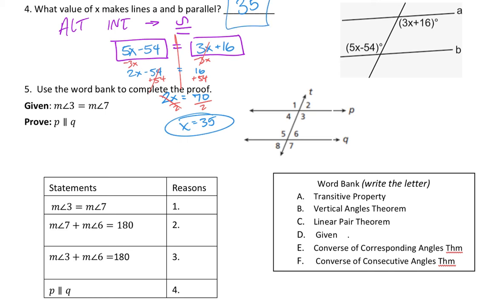And the last one here says use the word bank to complete the proof. Now, I think there's a correction that needs to be made on this. Let's figure it out here. Angle 3 is equal to angle 7. That was given. So D. Angle 7 plus angle 6 equals 180. So why does angle 7 plus angle 6 equal 180? Well, they make a linear pair. So I'm looking for an explanation that talks about a linear pair. Hey, linear pair theorem, that'll work.